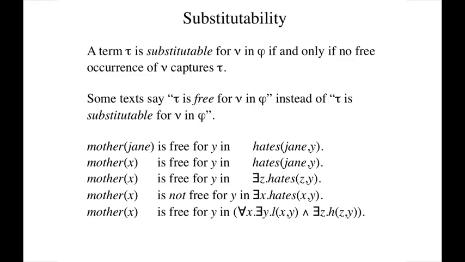Mother of Jane is free for y in hates Jane y, since the term contains no variables at all. The term mother of x contains variables, but it's free for y in hates Jane y, since there are no quantifiers. The term mother of x is free for y in there exists an x hates zy, because it does not contain a variable that is quantified.